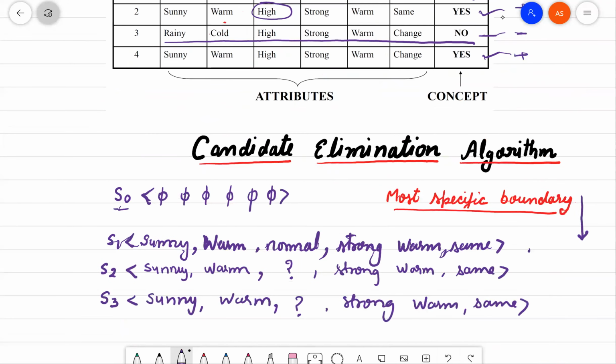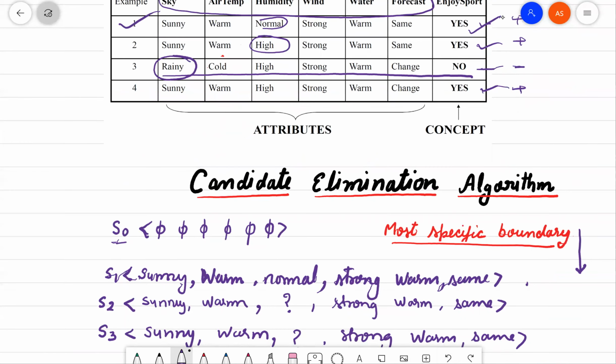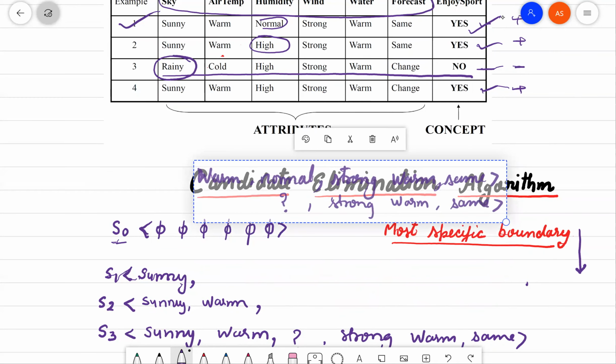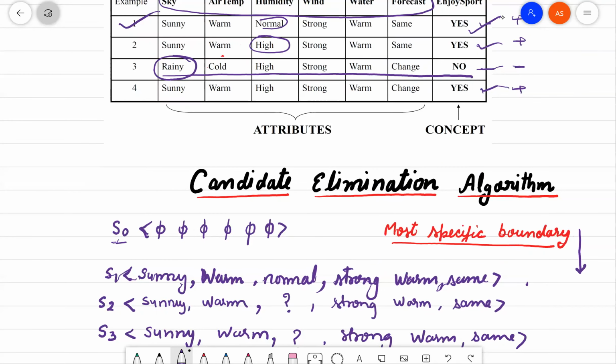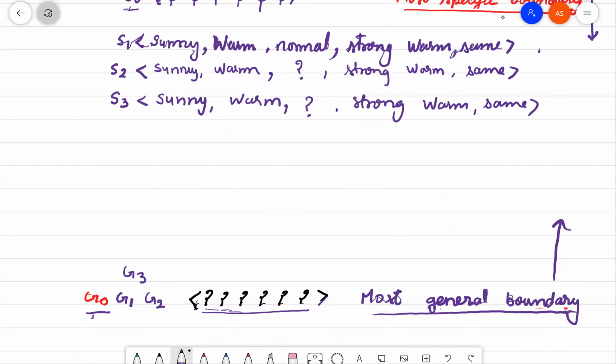We will take the attribute one by one. First of all, we will take this rainy. To prove this negative, we will take the opposite of rainy. The opposite of rainy that exists here is sunny. So we can write here sunny, and the remaining attributes can be anything. So here we will write sunny.